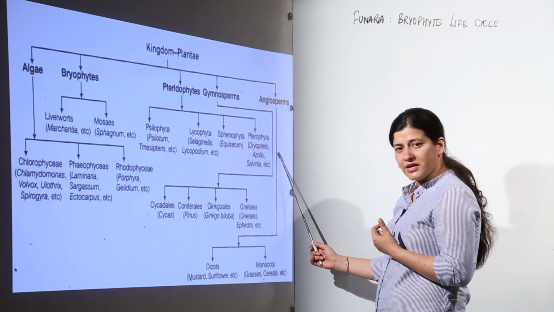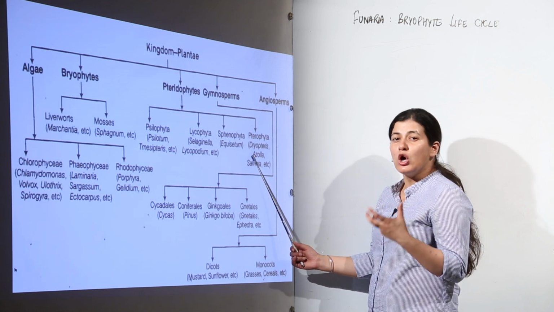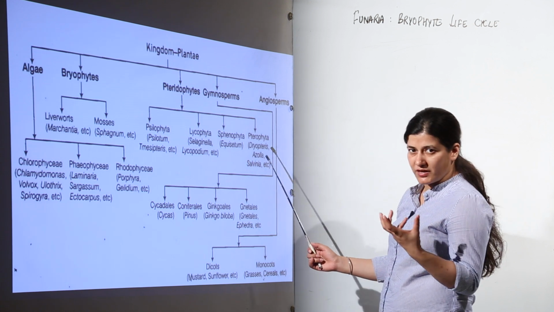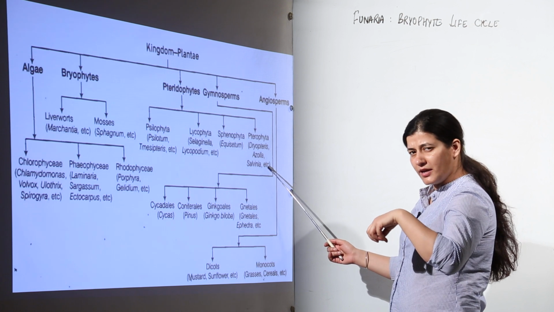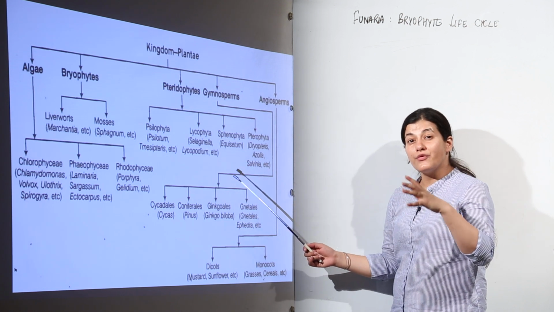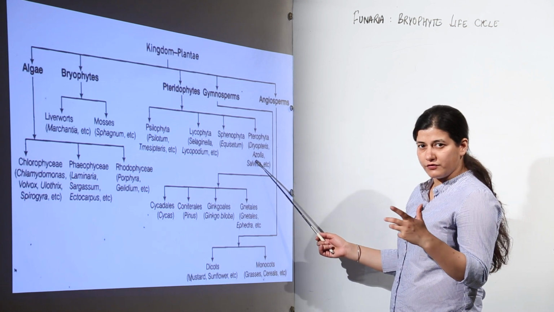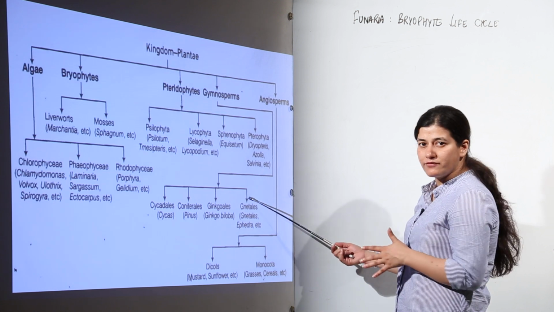We have Dryopteris, we have Azolla. Remember, for Azolla we have the term walking fern or maidenhair fern, because it shows vegetative propagation through its leaves, like you see in the case of runners in higher plants like mint. So Azolla is known as walking fern or maidenhair fern. Then we have Salvinia. So these are the examples you have to remember.